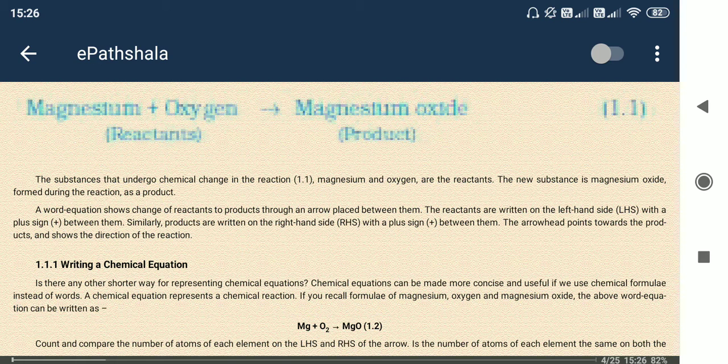Magnesium and oxygen on the left side are the reactants, and this produces magnesium oxide on the right side. So the reactant is kept on the left side and the product on the right side, and in between there is an arrow. One arrow means only a forward reaction, magnesium and oxygen reacting to form magnesium oxide. But if magnesium oxide also produces magnesium plus oxygen in the reverse direction, then we should add another arrow, which will denote the bidirectional nature of the reaction.